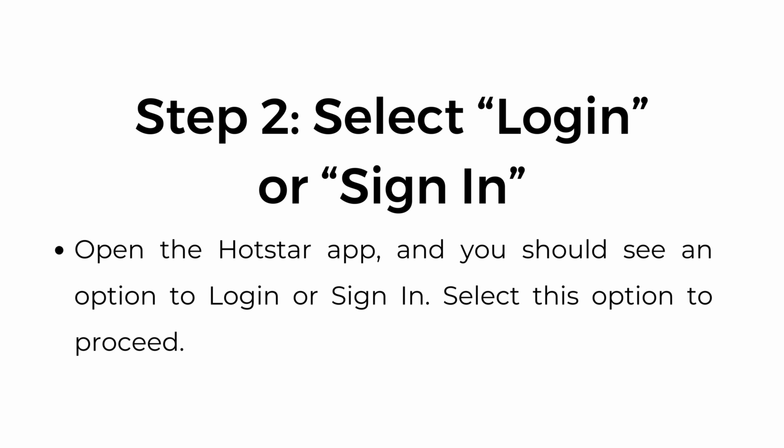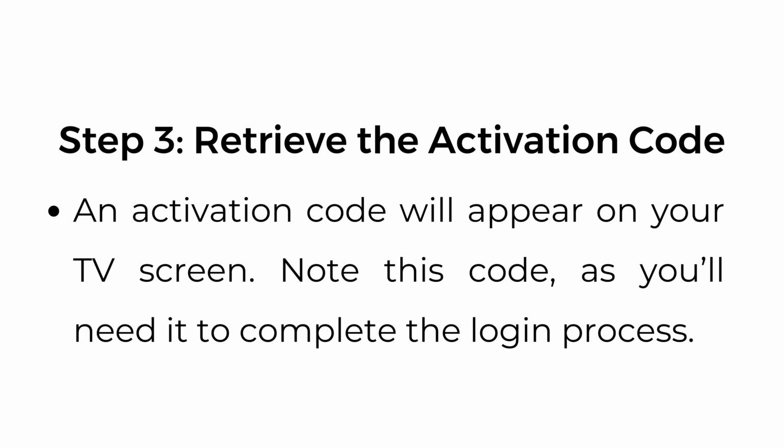Step number 2. Select Login or Sign In. Open the Hotstar app and you should see an option to log in or sign in. Select this option to proceed. Step number 3, retrieve the activation code. An activation code will appear on your TV screen. Note this code as you'll need it to complete the login process.